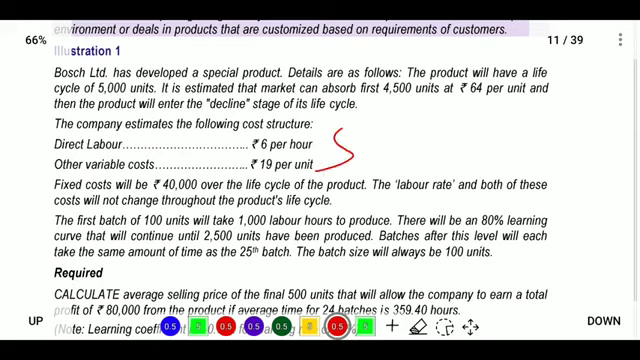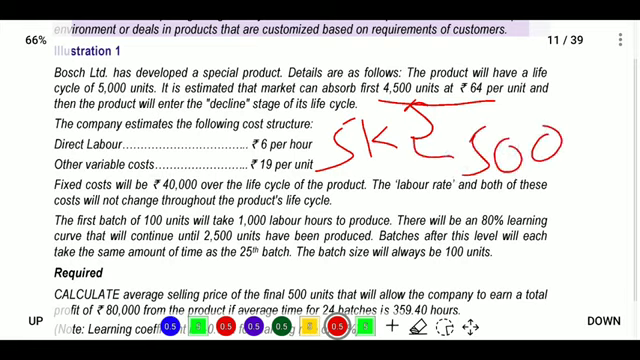So for the first 4500 units of the 5000, they provided the price at the rate of 64 rupees. So 4500 into 64, that is the sale value. The remaining 500 units will be there. After the first 4500 units, the product will enter the decline stage. So for the 500 units it will be a decline stage.